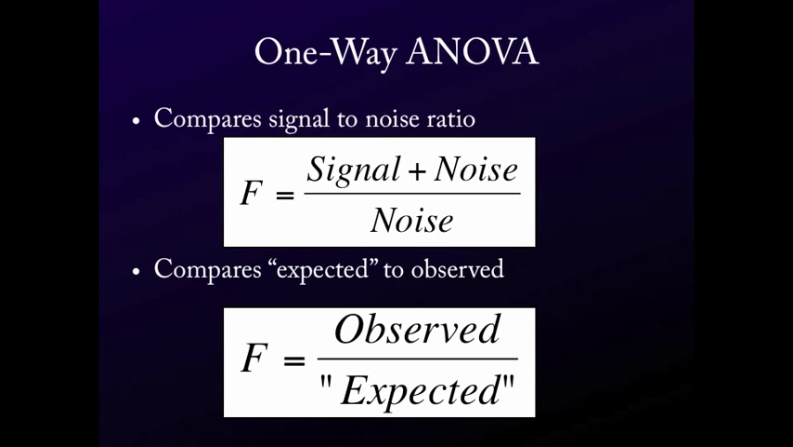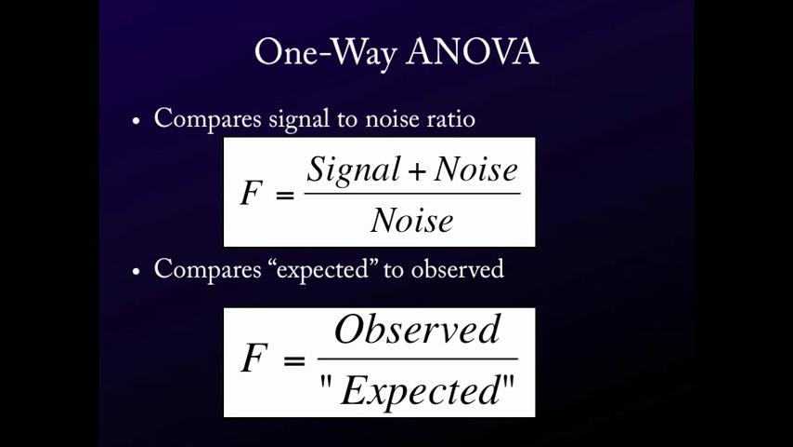It also compares expected to observed, right? Noise is the expected amount of variance that we're going to see by chance, right? Signal plus noise is the amount that we actually observe. If those observations are about the same, your F ratio is about 1. By the way, no result corresponds to an F ratio of 1.